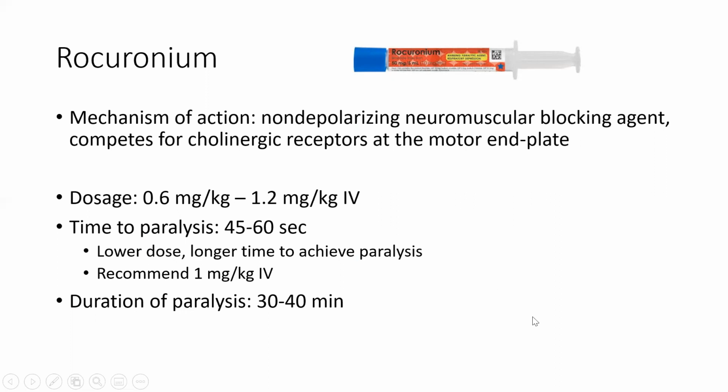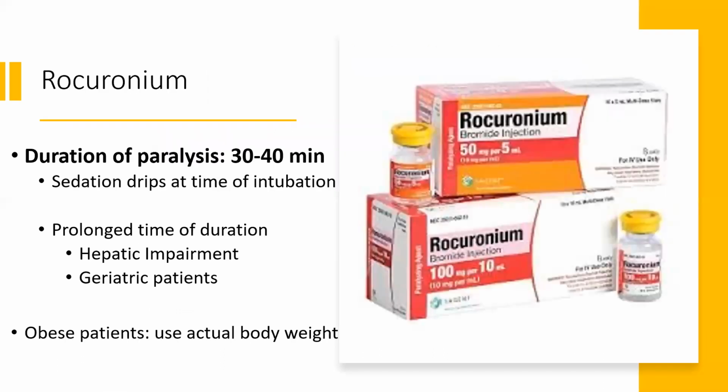We generally recommend the use of 1 milligram per kilo of actual body weight for initiation of paralysis, as this likely will put you in that 45 to 60 second range of induction. The duration of paralysis that you can expect with rocuronium is anywhere between 30 and 40 minutes, and maybe longer in specific cases.